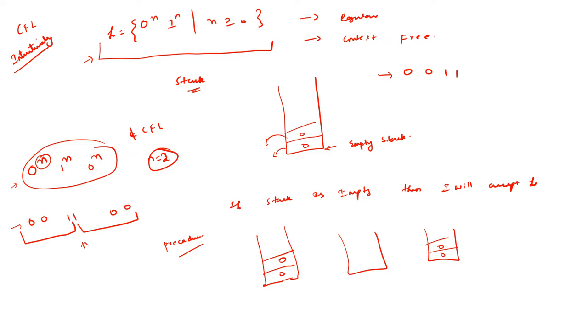If I follow this procedure, once I consume this part of the string, 00, I have pushed to the stack, so my stack contains two zeros. Now, as I see ones, what should I do? Should I pop or push? I have to pop. So once I consume these four symbols, my stack is empty. Now, what should I do when I see a 0? Should I push or pop? Then you have to push.